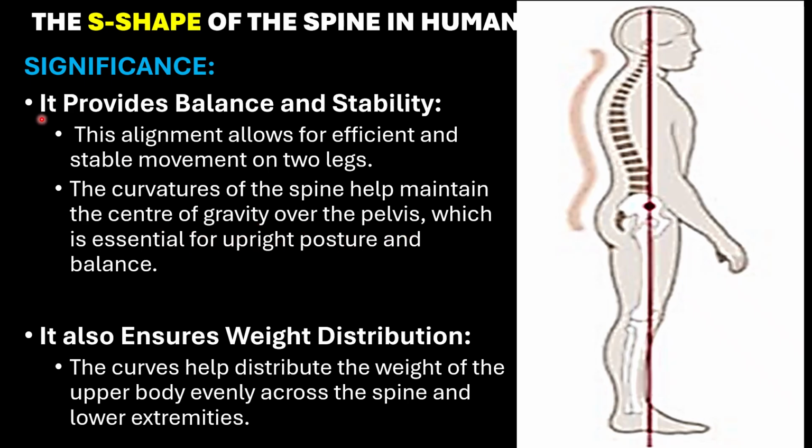But then the most important answer here is the first line. It talks about the fact that the S-shaped spine provides balance and stability. That is all that you need. And then the second reason for our spine being S-shaped is that it also ensures weight distribution. So that is the main focus you need to concentrate on.